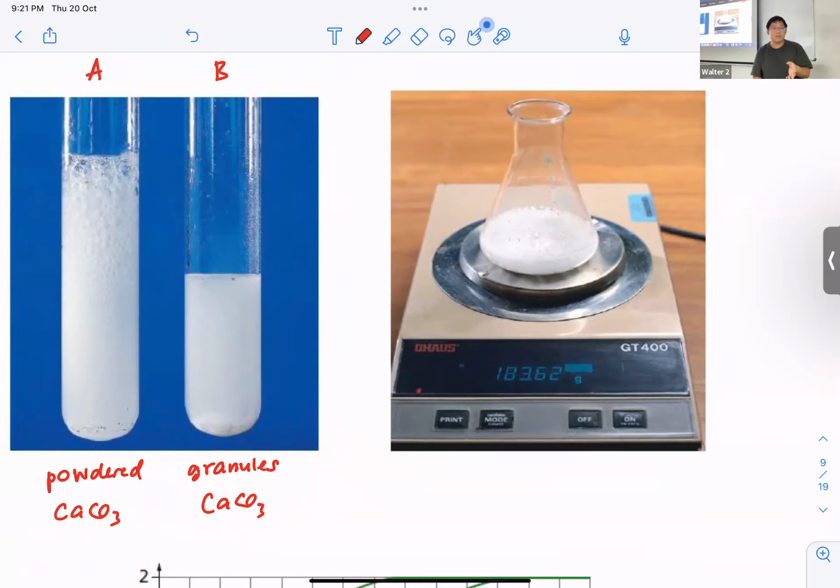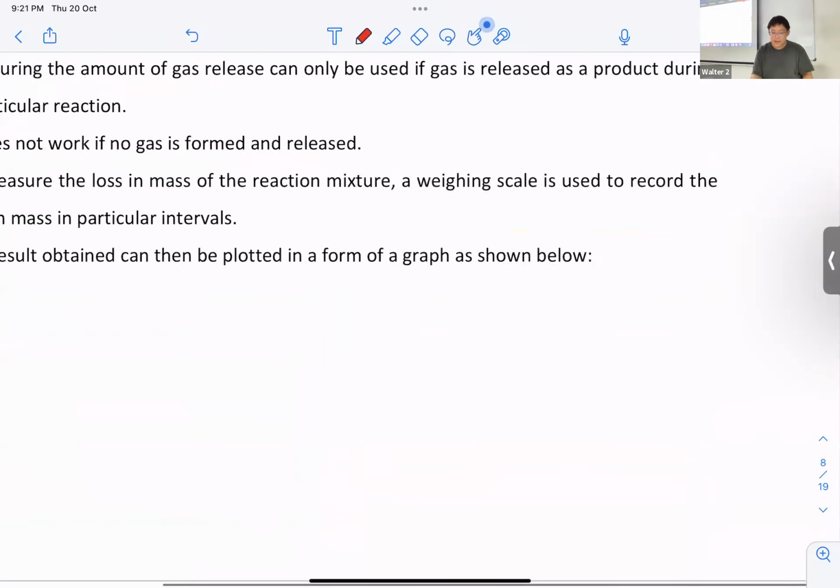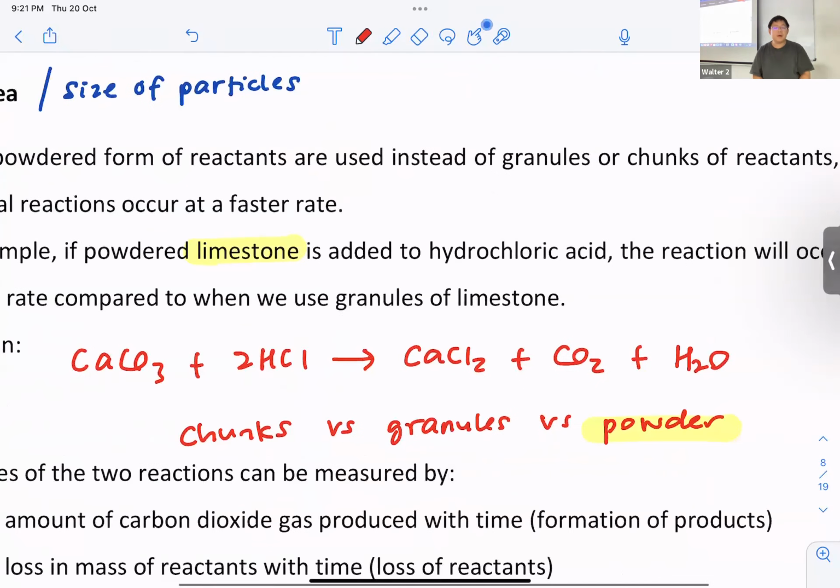Mass loss, correct. Because you see this now, right? We said that calcium carbonate reacting with hydrochloric acid will release gas. The gas will evaporate off into the atmosphere. So based on the law of conservation of mass, there should be lesser mass over time because the carbon dioxide is evaporated off. You understand?